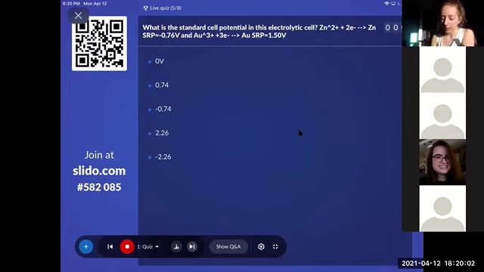The next question is about standard cell potential in an electrolytic cell. Here you have zinc and gold, the half reactions I just put out, and those are the two SRPs there. So it's negative 0.76 and 1.5. Just need to find the standard cell potential.